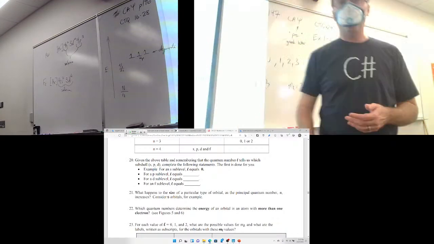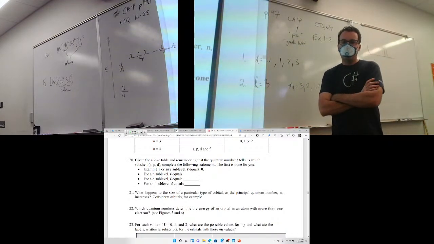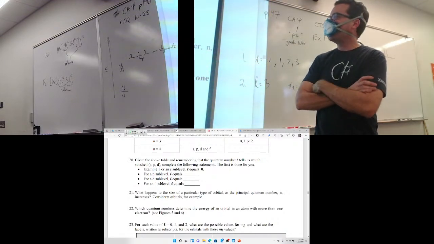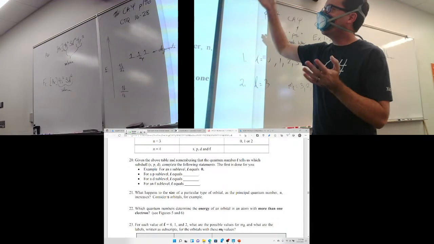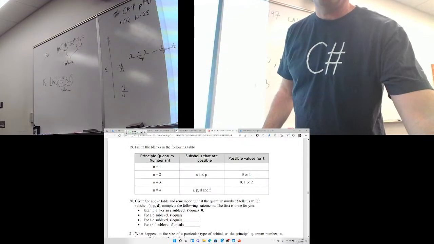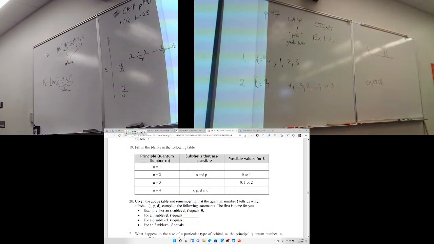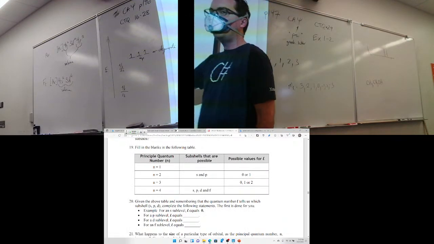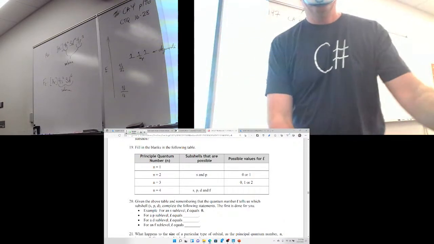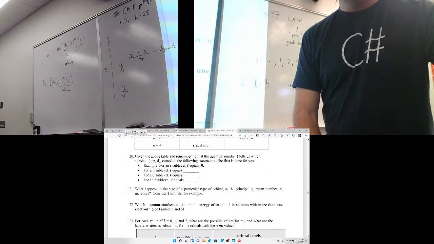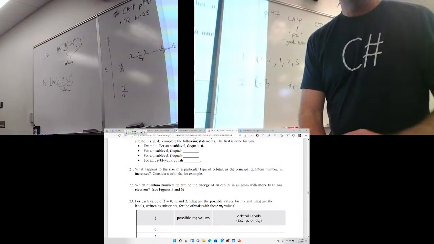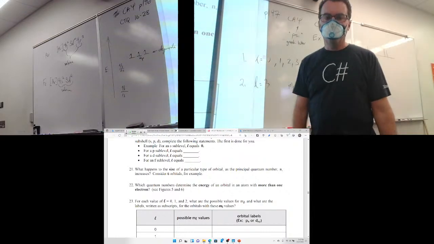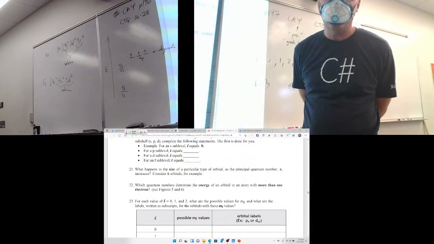20. Given the above table, and remembering that the quantum number L tells you which subshell, fit the following statement. So this is just assigning these orbital types to the quantum number that goes with it. S goes with 0, P goes with 1, D goes with 2, F goes with 3. So what happens to the size as N increases? Well, they get bigger. What happens to the energy?